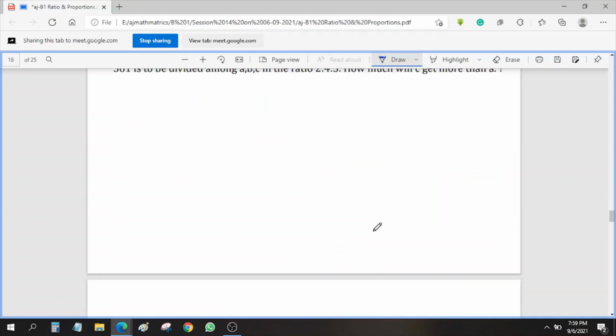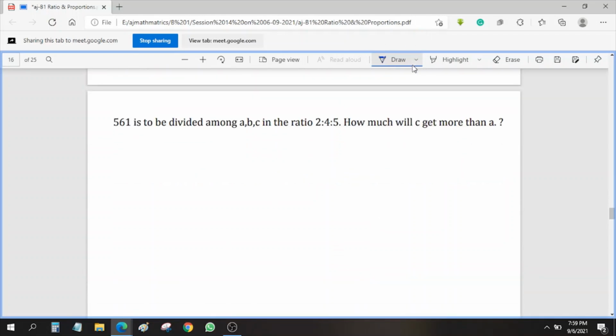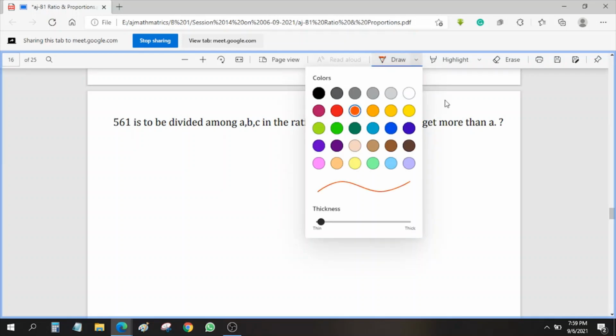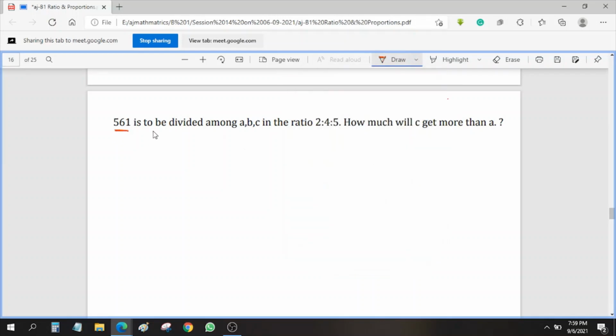Now I'll explain this one. See this. Now 561 is divided into three parts, which are 2, 4, and 5. So here A value is 2x, B value is 4x, and C value is 5x. A, B, C values are given like this, and the total is what? 5 plus 4, 9, 9 plus 2, 11. Now 561 divided by 11, that we need to find out.